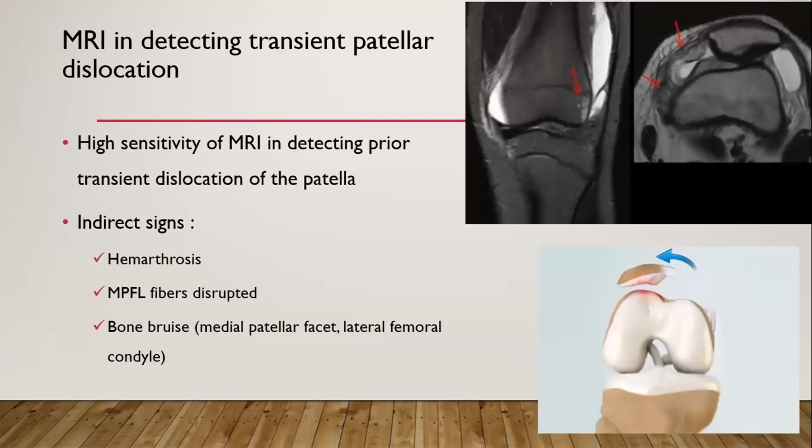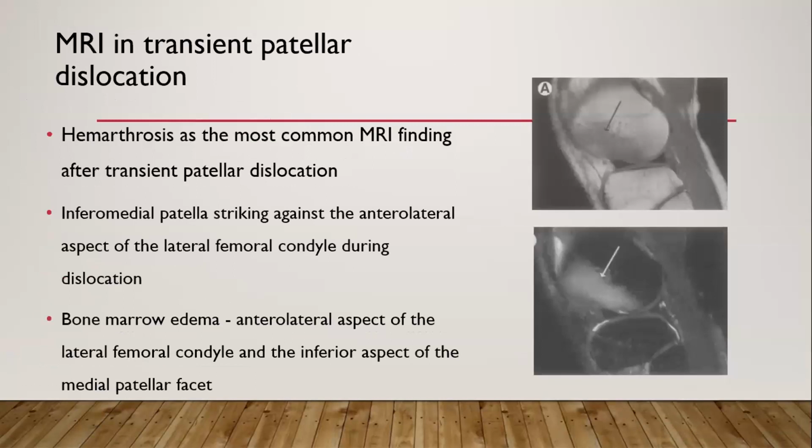It is helpful in detecting transient patellar dislocation, that is, it is highly sensitive. The indirect signs of transient patellar dislocation are hemarthrosis, MPFL fibers being disrupted, and a bony bruise over the medial patellar facet or lateral femoral condyle. So hemarthrosis is the most common MRI finding after transient patellar dislocation.